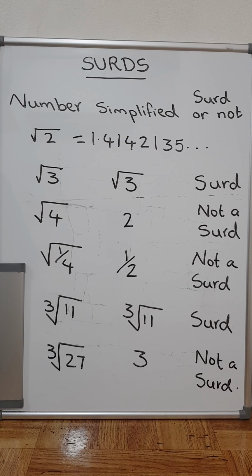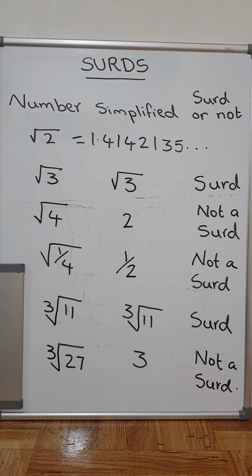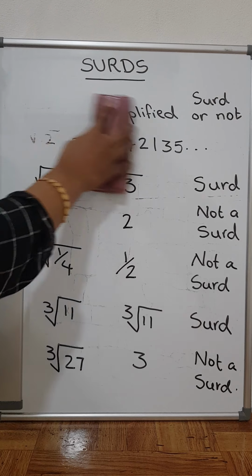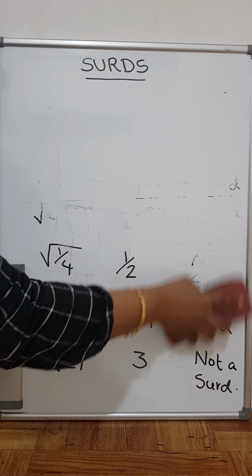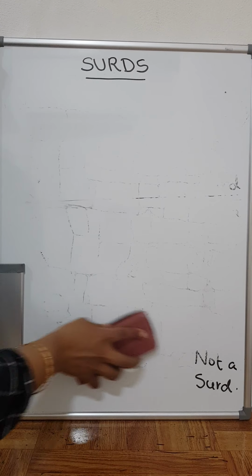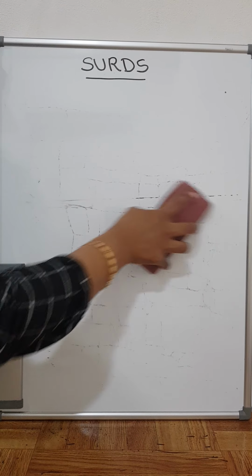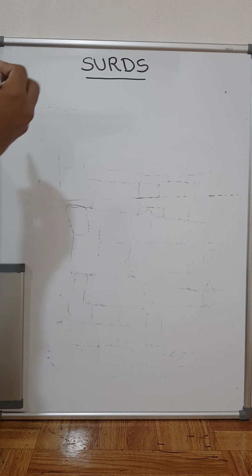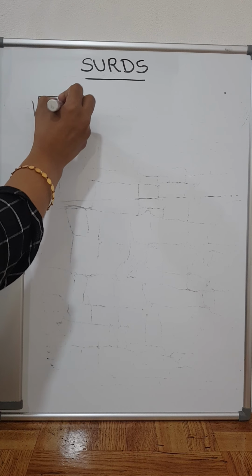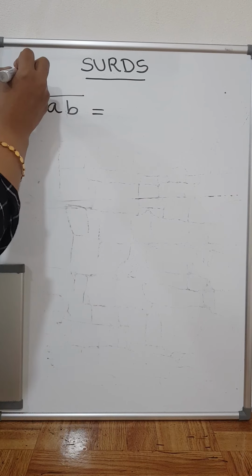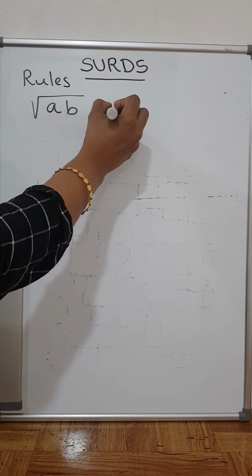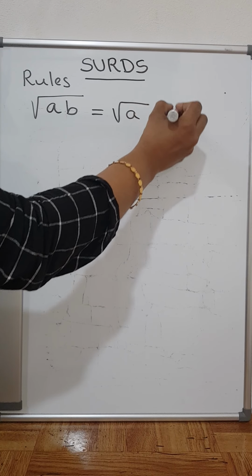Surds give exact values for answers to calculations. Here we are trying to simplify surds. For that we have two rules. To manipulate surds we have two rules. Let's see them. The first rule is square root of AB is equal to square root of A times square root of B.